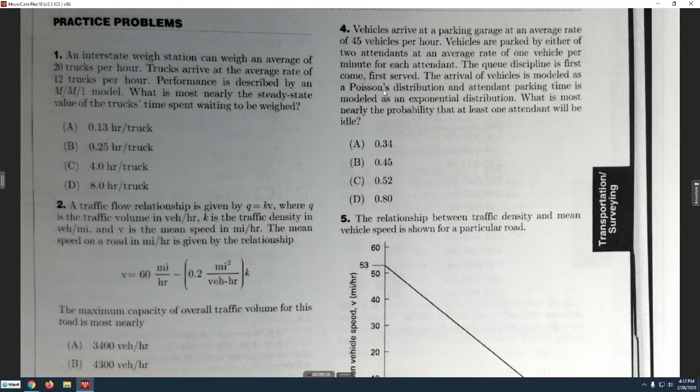So one thing you want to make sure of is rho. When you calculate for more than one server, rho needs to be lambda divided by the number of servers times that individual departure rate. Okay. So 0.75 divided by 2 times 1 is 0.375. This is the rho value.